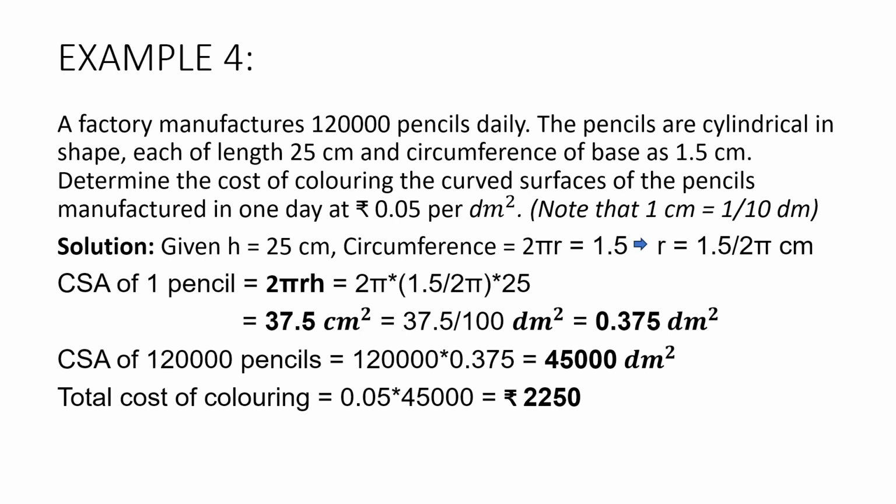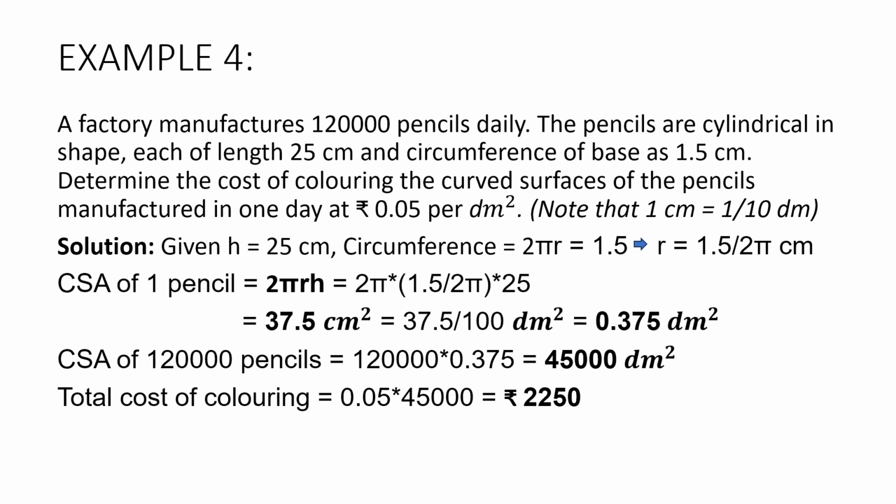Example 4. A factory manufactures 1,20,000 pencils daily. The pencils are cylindrical in shape, each of length 25 cm and circumference of base as 1.5 cm. Determine the cost of coloring the curved surfaces of the pencils manufactured in one day at the rate of rupees 0.05 per decimeter square. You already know 1 cm is equal to 1 upon 10 decimeter.